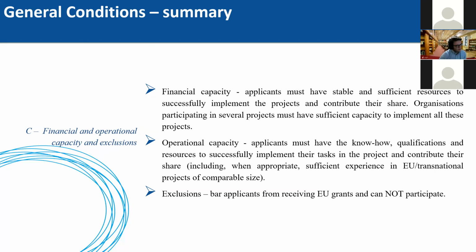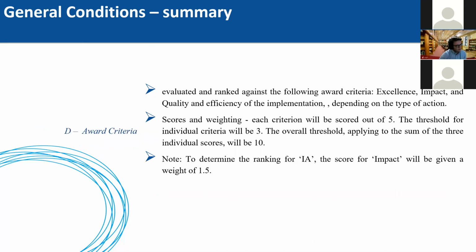And of course, there are some exclusions which bar applicants from receiving EU grants and basically they cannot participate at all within this program. Section D is the award criteria. Basically, it covers the evaluation and ranking that is done here. And of course, it outlines the award criteria. Again, these are excellence, impact, and quality and efficiency of the implementation, depending, of course, on the type of action.